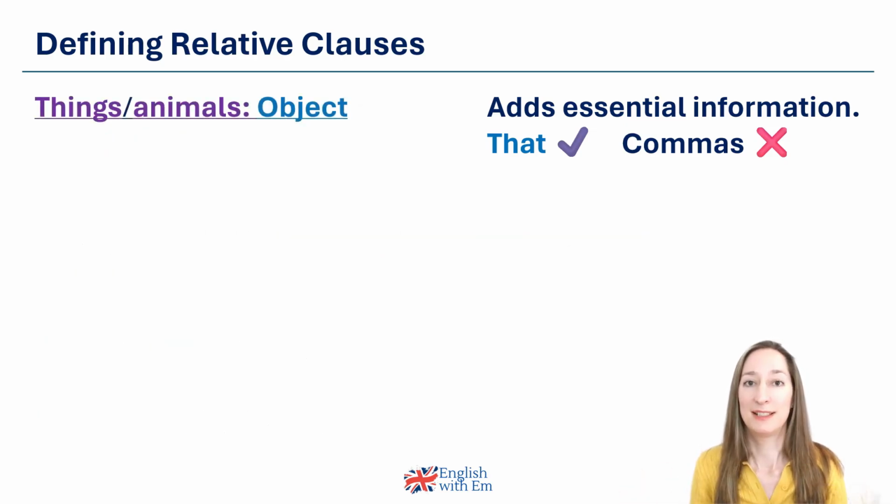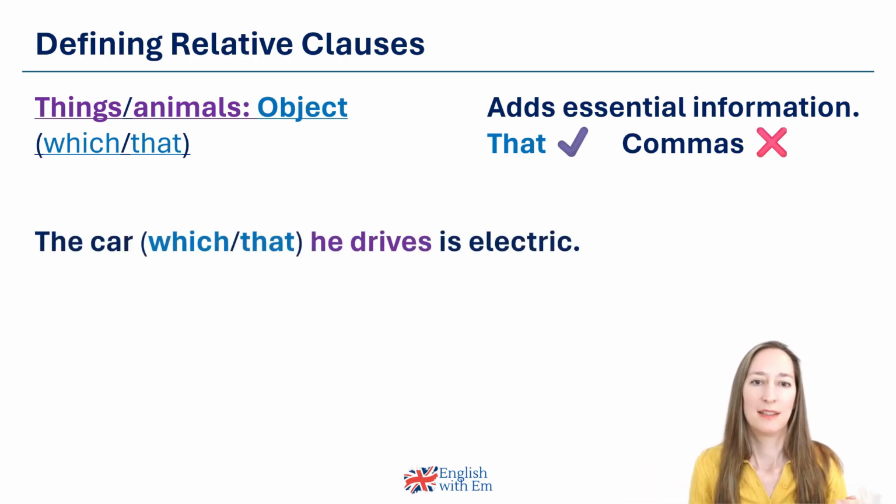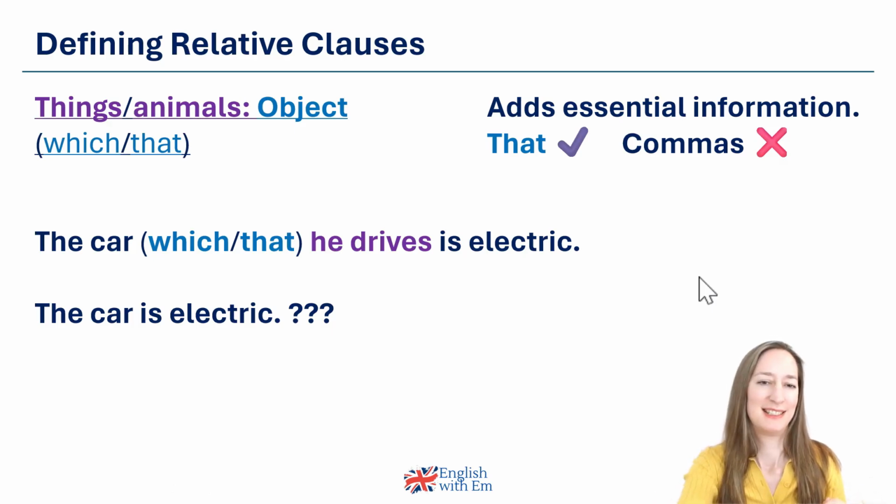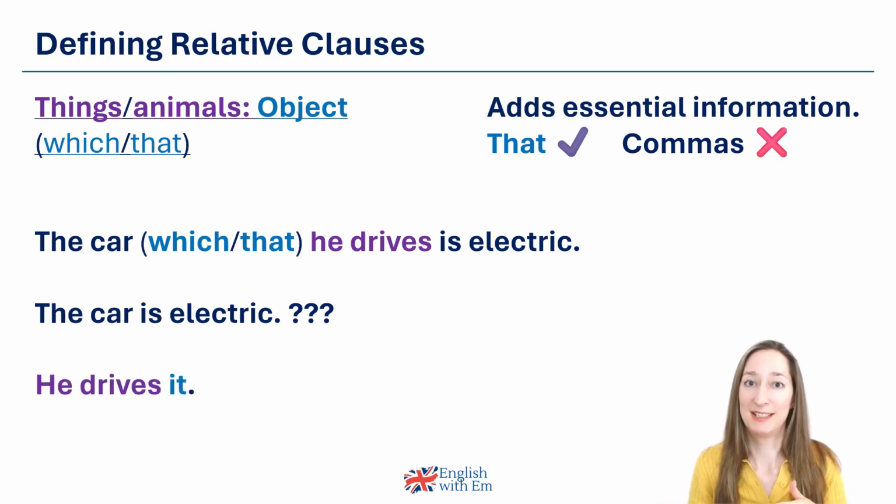Okay, now let's see some objects. And in this case, we still use which or that. It doesn't make any difference in the case of things or animals. The car that he drives is electric. So this is where it makes a difference. You can see in brackets, because if it's the object, we can omit it. So the car is electric. Which car? The car he drives. He drives it. What does he drive? He drives it.